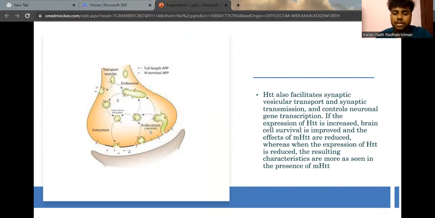If the expression of Huntington is increased, brain cell survival is improved and the effects of mutant Huntington are reduced. Whereas when the expression of Huntington is reduced, the resulting characteristics are more like those seen in the presence of mutant Huntington. Accordingly, the disease is thought not to be caused by inadequate production of Huntington, but by a toxic gain of function of the mutant Huntington in the body.